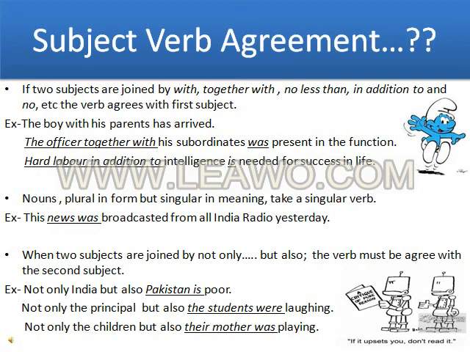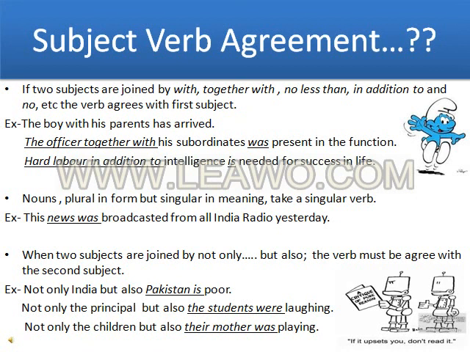Next rule. If two subjects are joined by with, together with, no less than, in addition to, and not, the verb agrees with the first subject. Like when we get these words, we will use the verb according to the first subject. Example. The boy with his parents has arrived. The boy with his parents. Like the sentence is connected by with. That's why we use a singular verb. Next, the officer together with his subordinates was present in the function. The officer together with. The word used is together with. That's why the verb is singular.